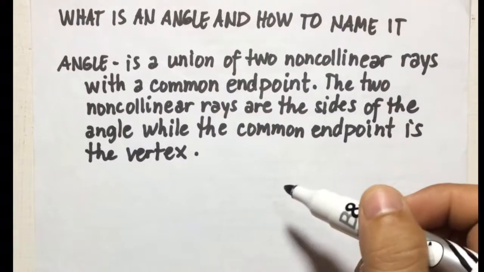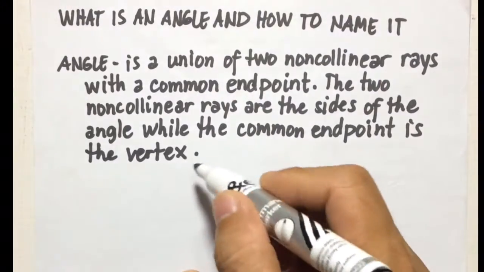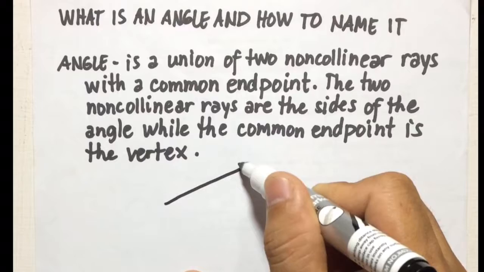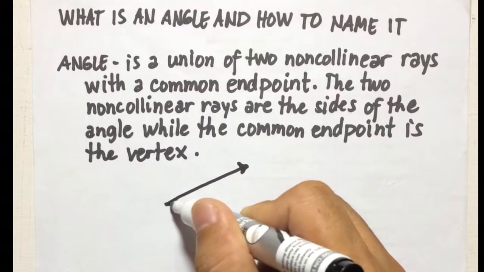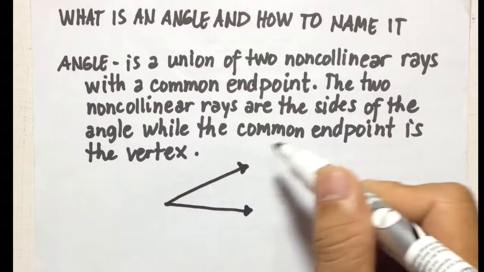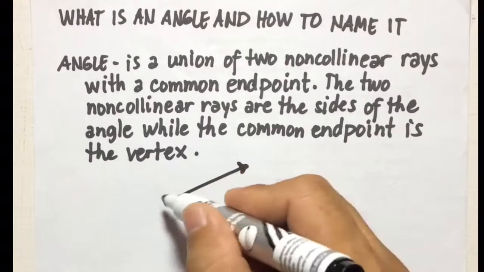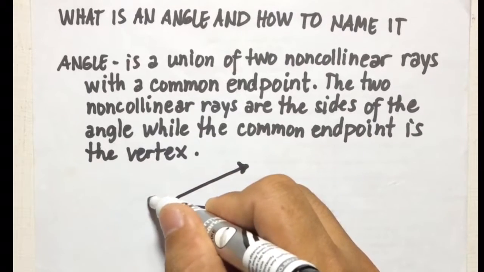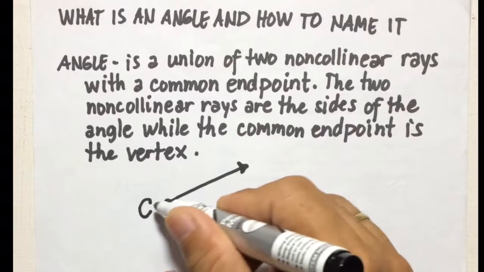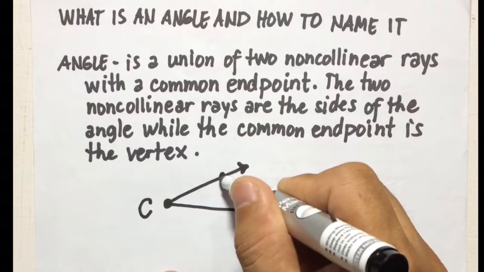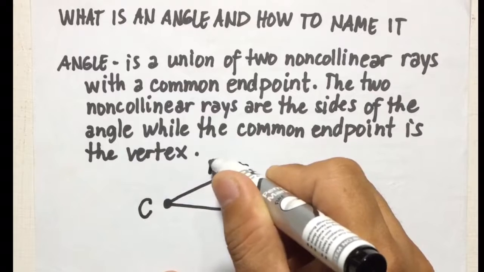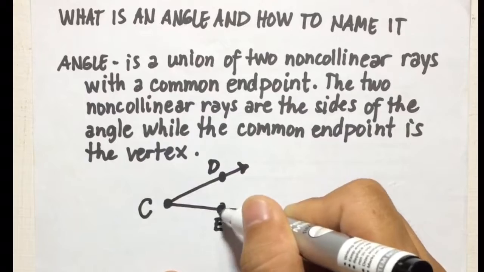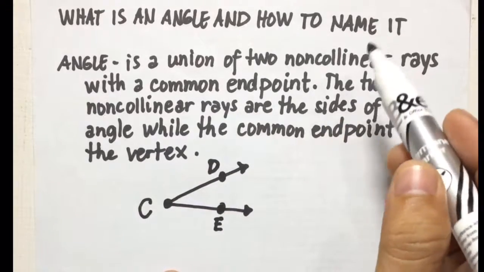If we're going to illustrate what an angle is, we're going to have two non-collinear rays. For example, this ray here and another ray here. They are not on the same line, or they are not collinear, and they have a common endpoint here. Let's have this one as C. Then this is a ray here, so we are going to name another point here. Let's call it D, and here let's call it E. So this is now what an angle looks like.